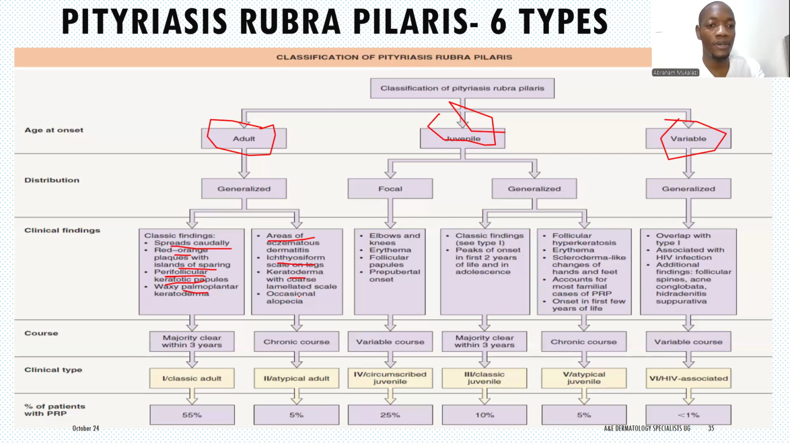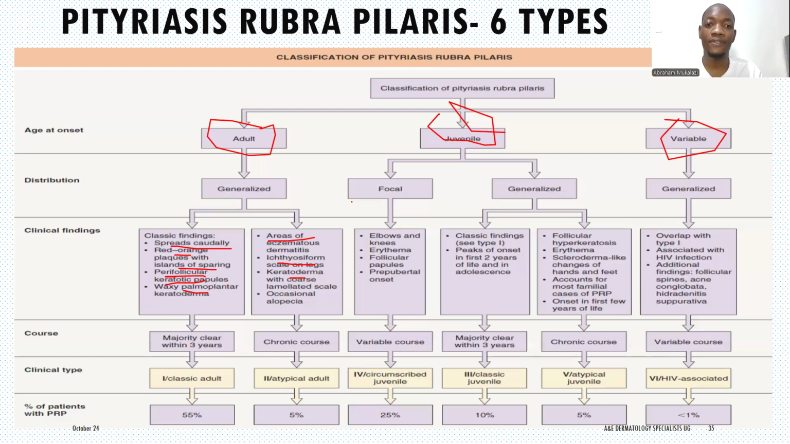If you see alopecia, keratoderma, scale on the limbs, and areas of eczema, you tie all this together, and maybe the patient has Pityriasis Rubra Pilaris, the atypical adult type, or type 2. Then when you go to the juvenile type, it is divided into two other types. It can either be focal or generalized.